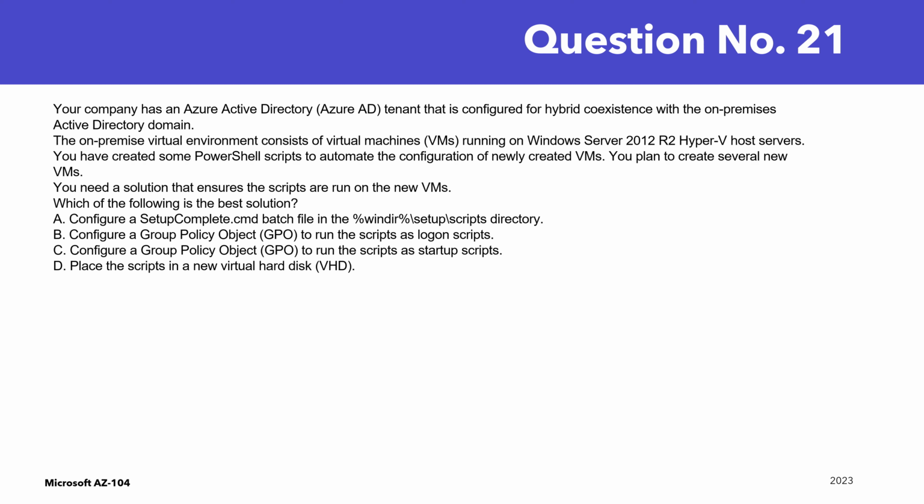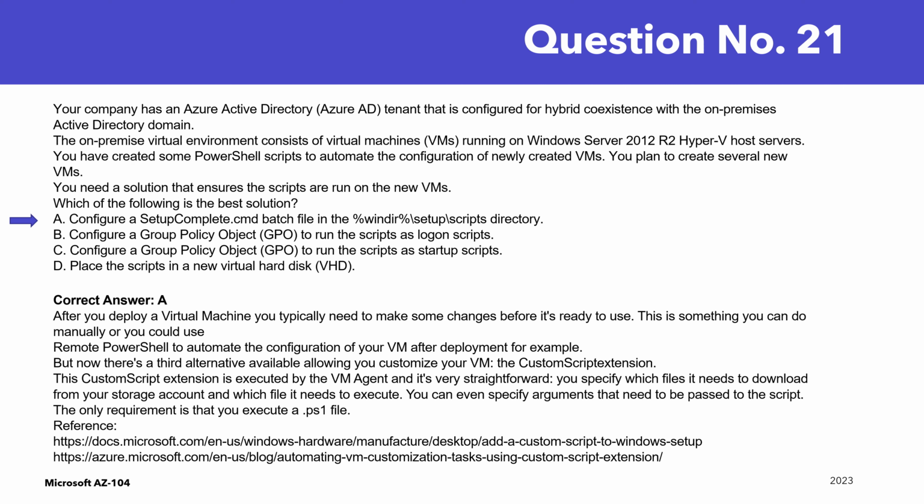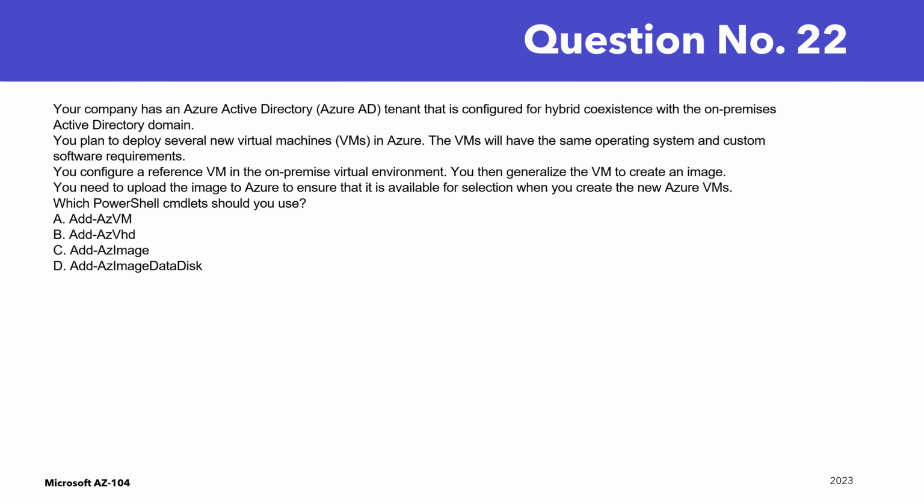A. Configure a setup-complete.cmd batch file in the %windir%\setup\scripts directory. B. Configure a group policy object, GPO, to run the scripts as logon scripts. C. Configure a group policy object, GPO, to run the scripts as startup scripts. D. Place the scripts in a new virtual hard disk, VHD. Correct answer: A.